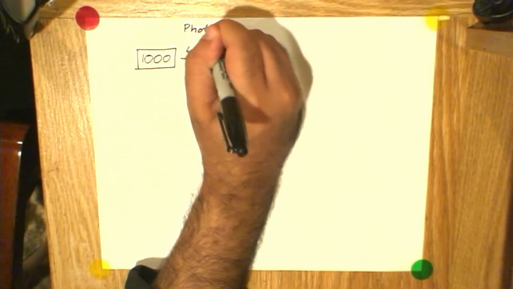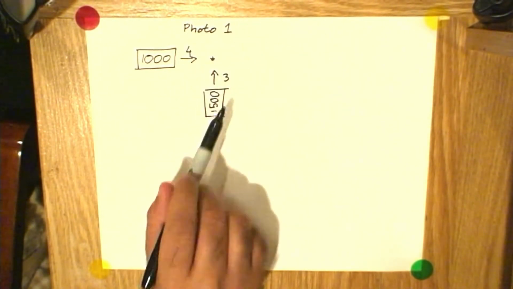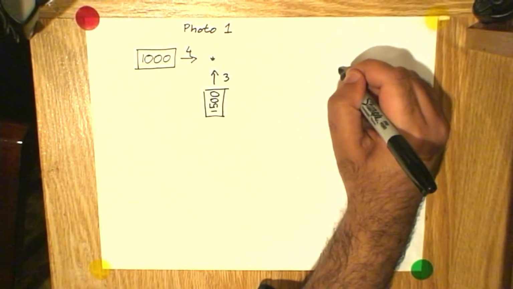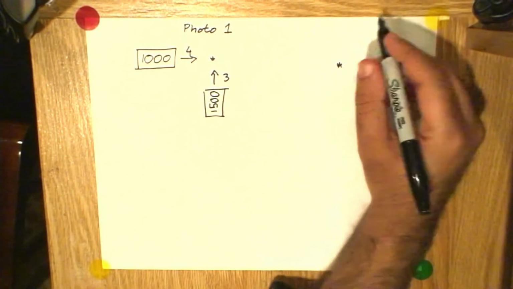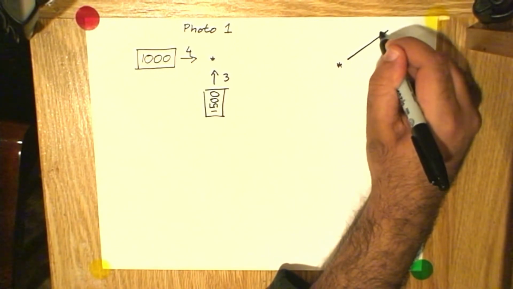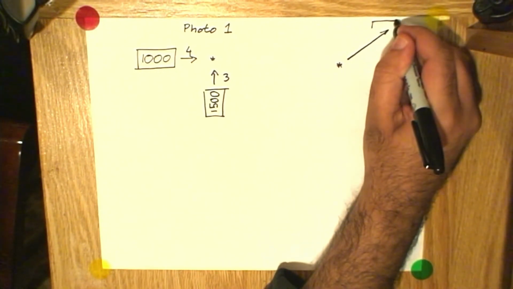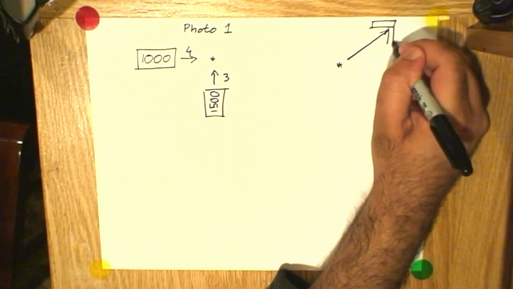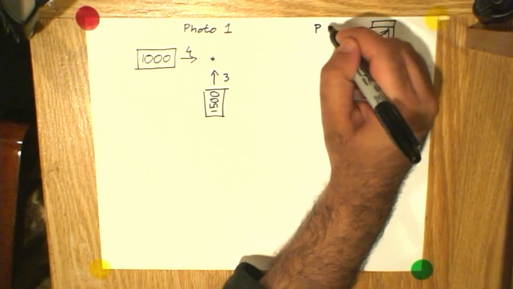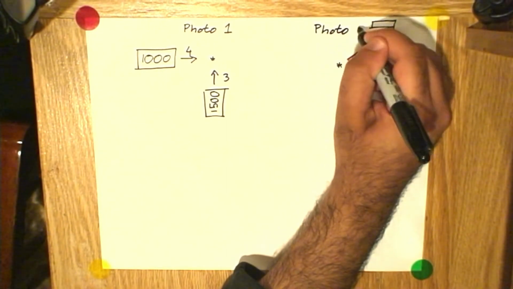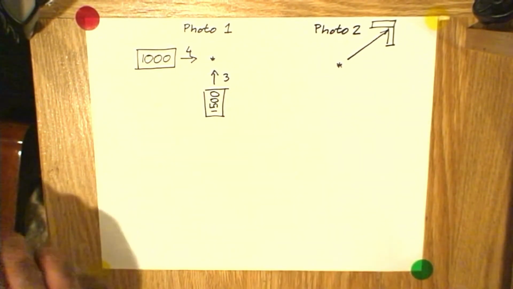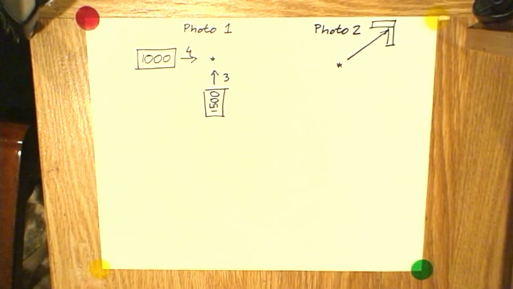Photo 1 is before they collide, so we're now looking at this sort of as a bird's eye view. After the collision takes place, they're going to stick together and move off in some direction like this. So this is going to be photo 2. Photo 2 is after the collision took place. So this is all of the information that we have been given.